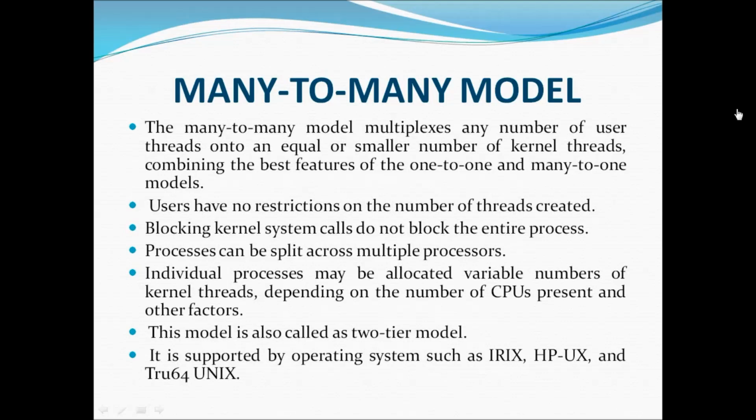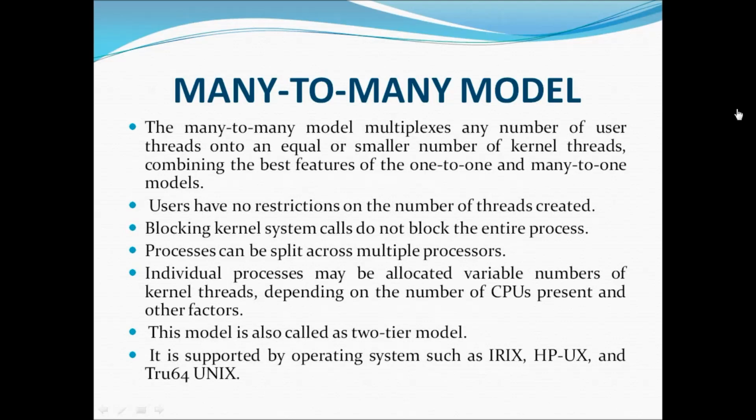For example, if 3 user threads are there, there can be 3 kernel threads, or 2, lesser than 3 also possible, but higher than that not possible. Here in many-to-many model, we are combining the best features of one-to-one and many-to-one models. We are combining the features of both these models, that is one-to-one model and many-to-one model.